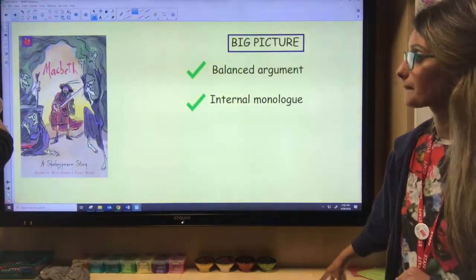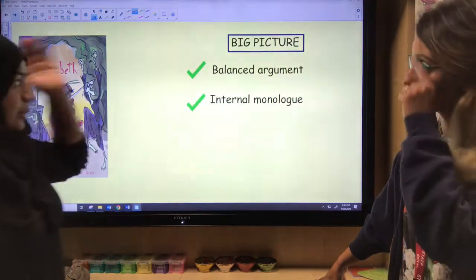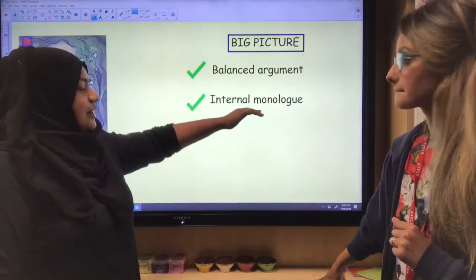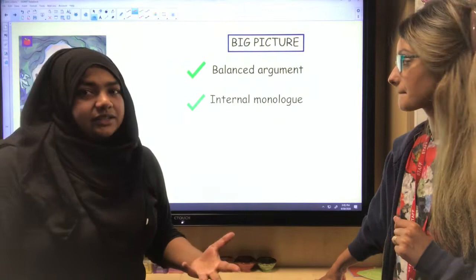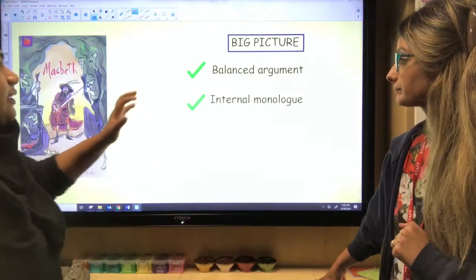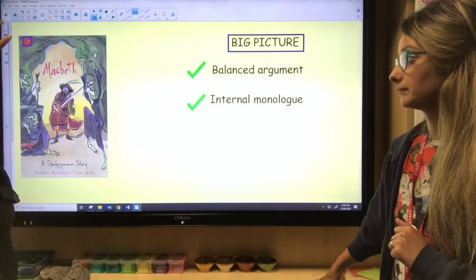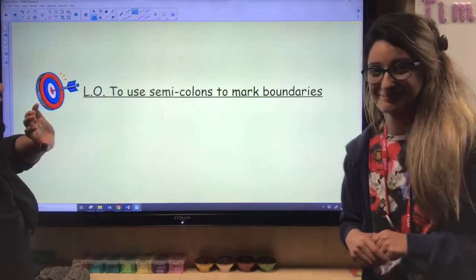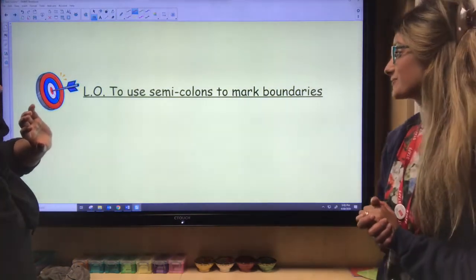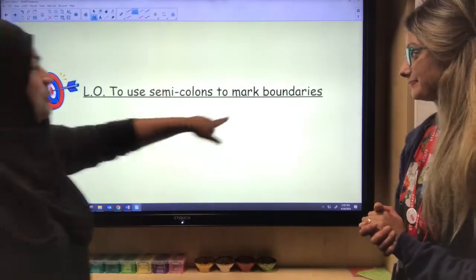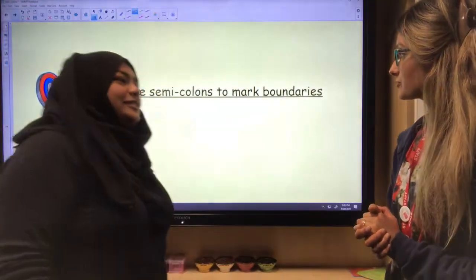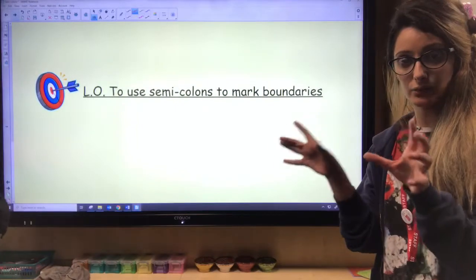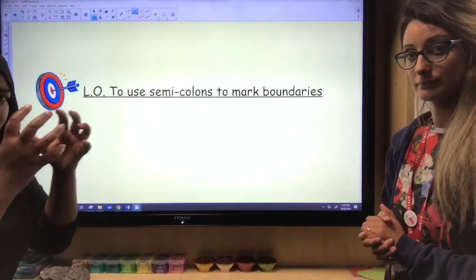Right, so we know that during this unit of work, we are working towards a balanced argument. And also we're going to start writing an internal monologue as well. So we'll look at these in a bit more detail as we go on. So, hello today. To use semicolons to mark boundaries. What do we mean by this, Mrs. Gale? To mark boundaries is to identify where the 2 main clauses are. And to put them together.